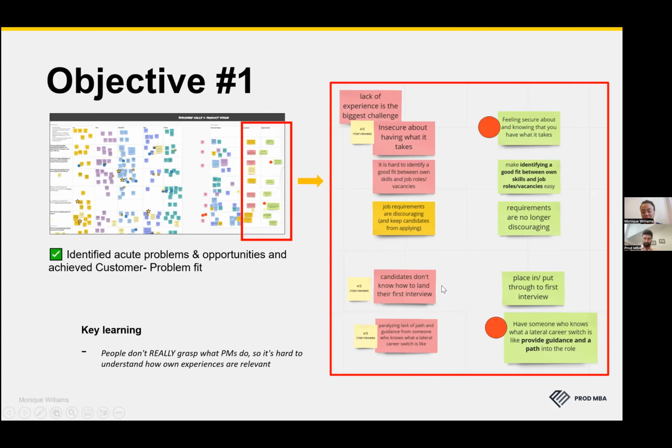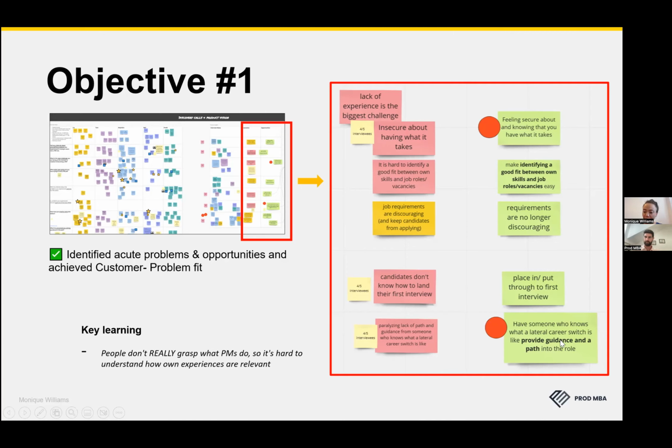And this specifically became very clear that this is the ultimate desired outcome. So people really just said they wanted to be placed into that interview or just put through the process into that interviewing stage, get that chance to be in front of the recruiter to prove what they had to offer. So that is a clear opportunity here. Similar to providing guidance and a path into the role, make identifying a good fit between your own skills and the job roles and the vacancies easy, and also help people feel secure knowing that they have what it takes.